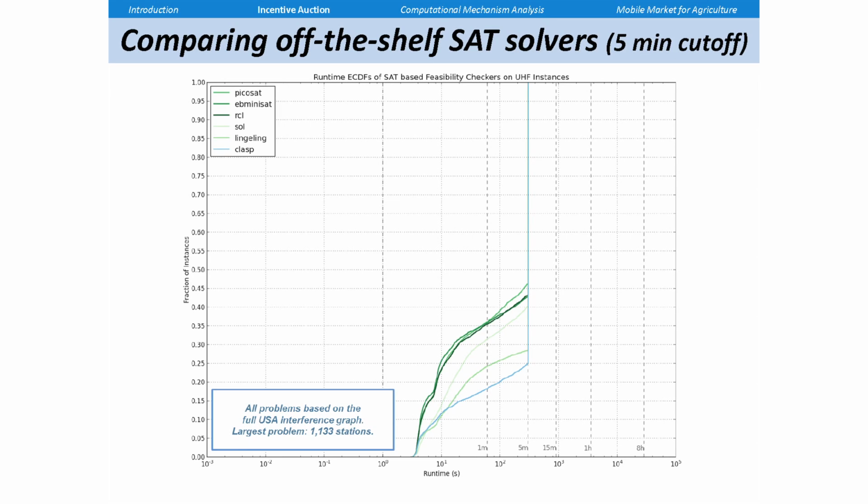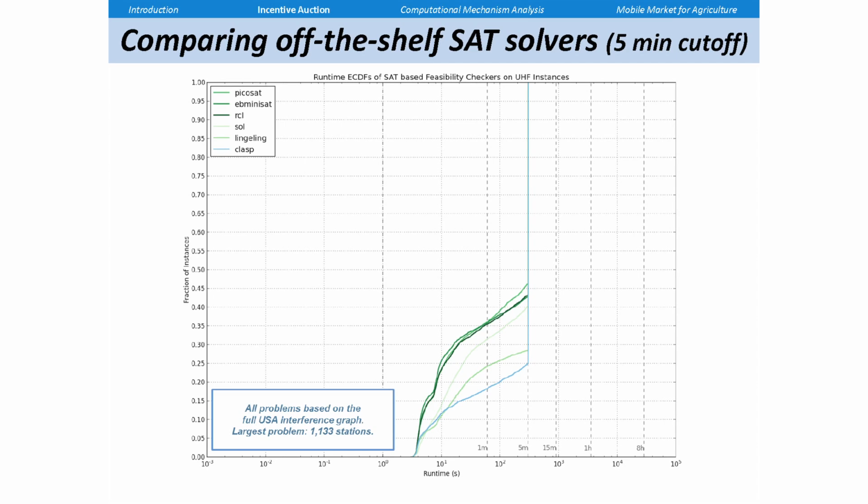So I'm going to conclude here by showing you experimentally what this did on the FCC's problem. I need to show you how this graph works. This is the runtime. I'm given some distribution of instances that arose in simulations of the auction that, to our best knowledge, reflect what might happen in the FCC's auction. And I've got problems of up to 1,133 stations, which means tens of thousands of variables in the SAT encoding on the full USA interference graph.